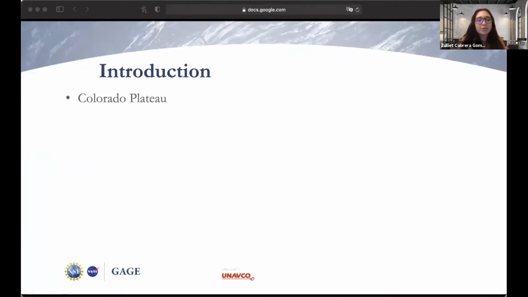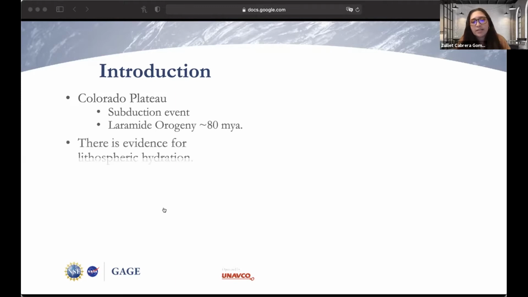Okay, so let me introduce a little bit of background. The Colorado Plateau is a landform event that was formed through flat slab subduction roughly 80 million years ago within the Laramide orogeny. And this subduction event provides us with evidence for lithospheric hydration. And the way we approached this was by examining pre and post hydration assemblages through the use of density models.